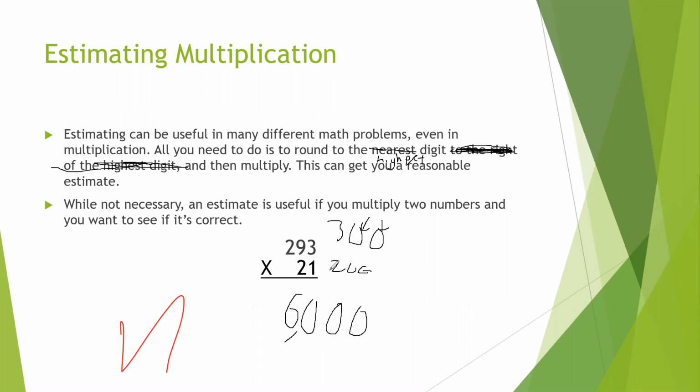If you want to check your work, you can do 293 times 21 and then see if that's close to 6,000.